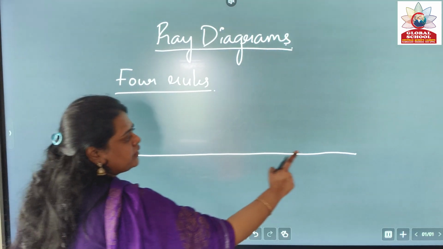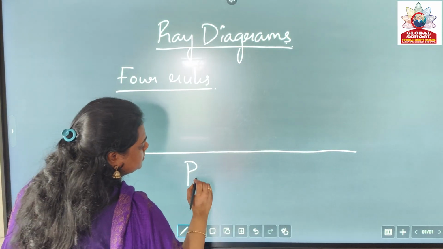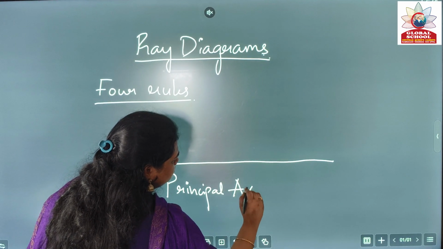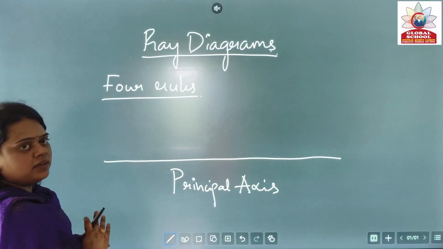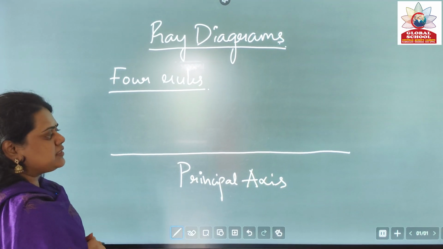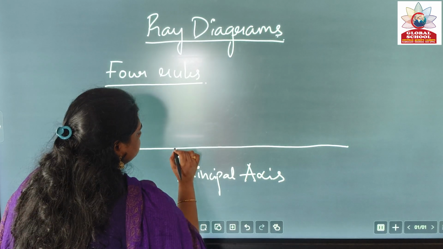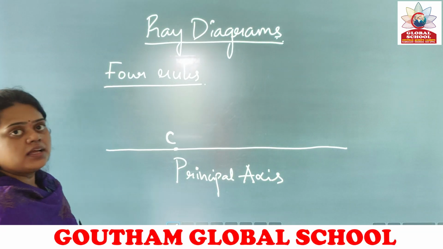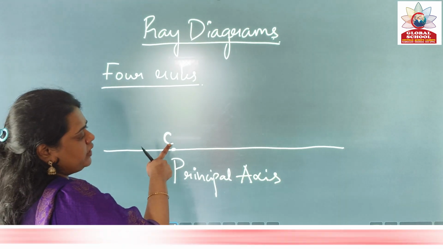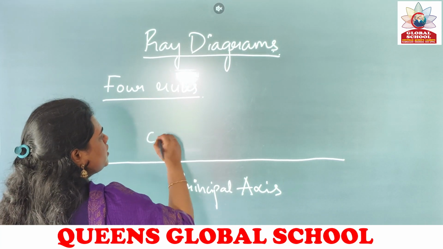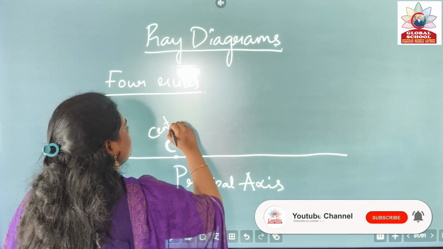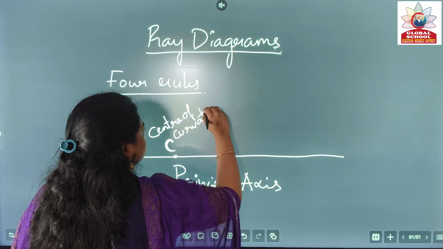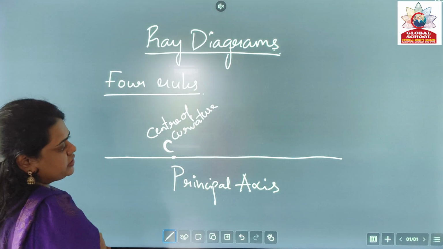This horizontal line is called the principal axis. This point is called the curvature, denoted by C. We also call it the center of curvature. C is the center of curvature.